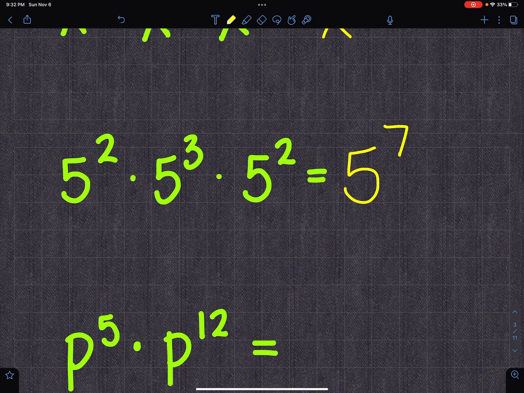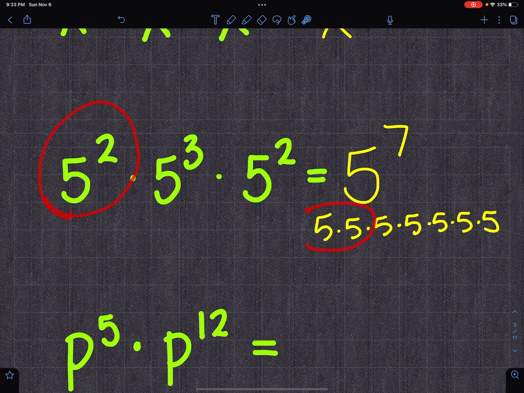And what that really means is 5 times 5 times 5, and there's going to be 7 of those. How many is that? I think that's 7. So that's what it means if you were to write all of that out. And you can see that that's true because we have 5 squared, that's these two. We've got 5 cubed, which is the next 3. And we've got another 5 squared, which is the last 2 5s. So it makes sense that this is 5 to the 7th. I love it when math makes sense, right?